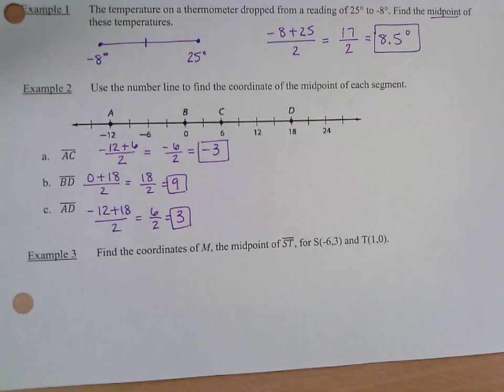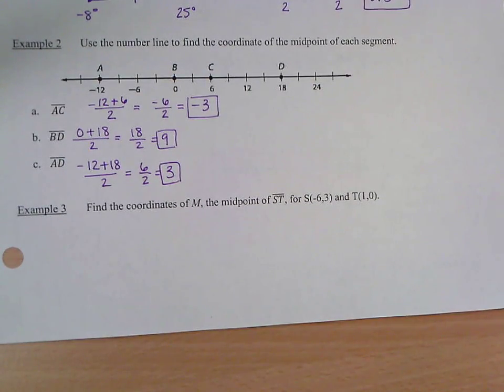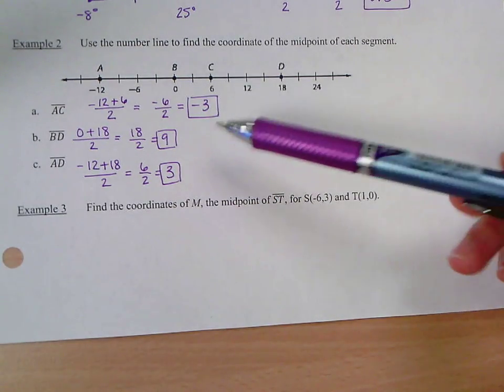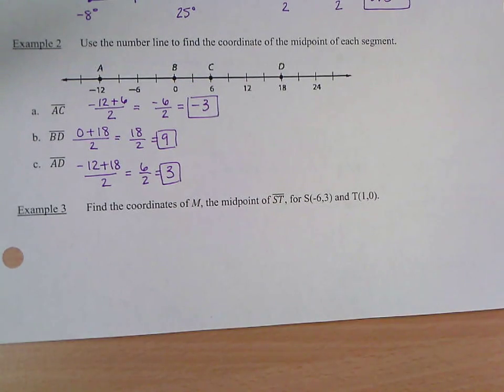Okay, check what you have. You should have for segment BD, the midpoint is positive 9. Segment AD, the midpoint is positive 3. I have my work up there if you didn't get those. And you can compare with the work you had. So again, make sure with average you are adding the two numbers, not subtracting them. Yesterday with distance, we were subtracting them. Questions on midpoint from a number line?